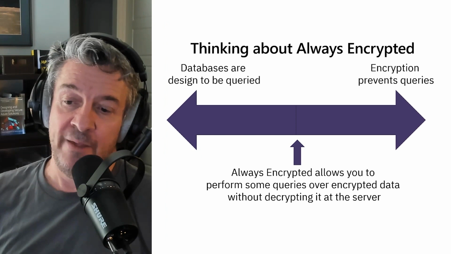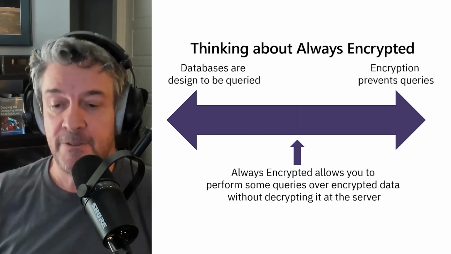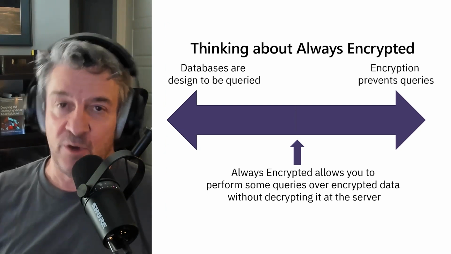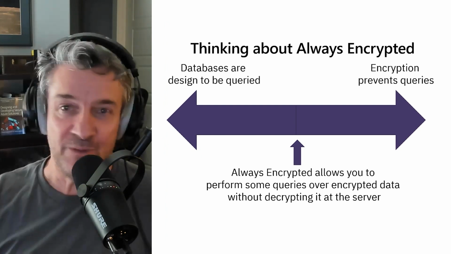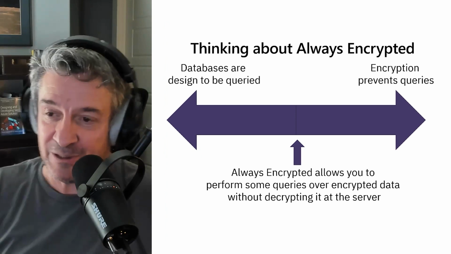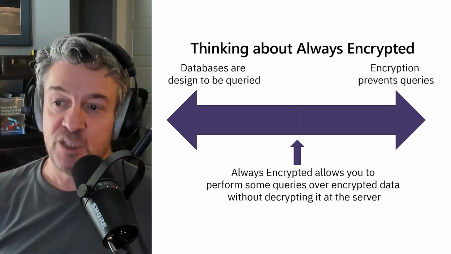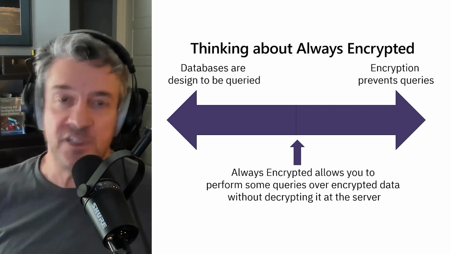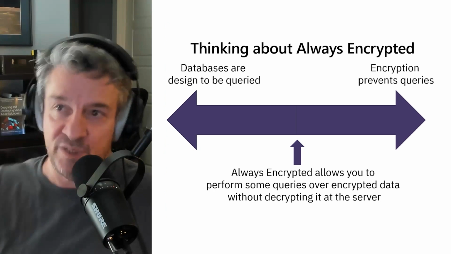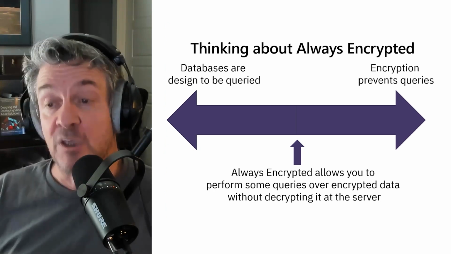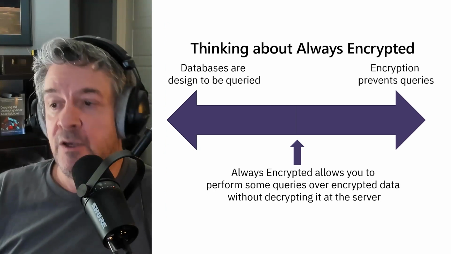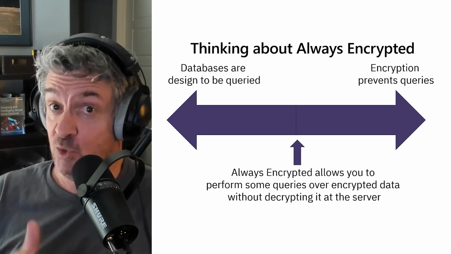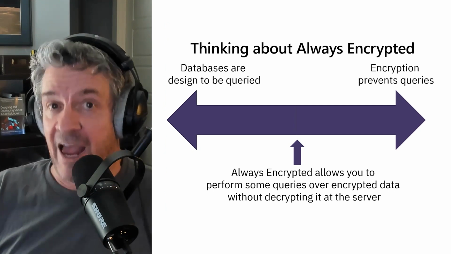If anyone knows me, I'm incredibly pedantic with my wording when it comes to crypto controls. So I'm going to read this very carefully, and follow along with me. I really need one of those little bouncing balls going across the top. Always Encrypted allows you to perform some queries. Actually, it goes beyond queries, to be honest with you. You can do inserts and updates as well, but this is all about querying. It allows you to perform some queries, not absolutely everything, over encrypted data without decrypting the data. It's kind of cool. Without decrypting it at the server.